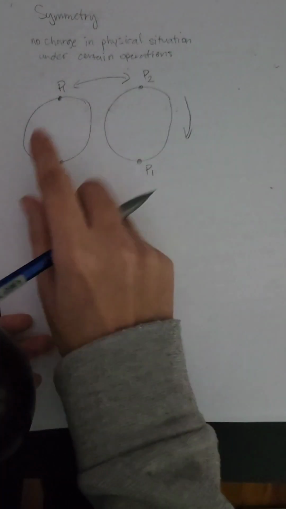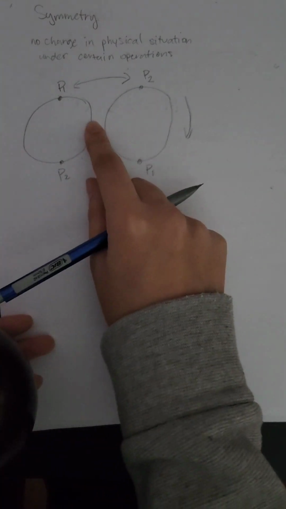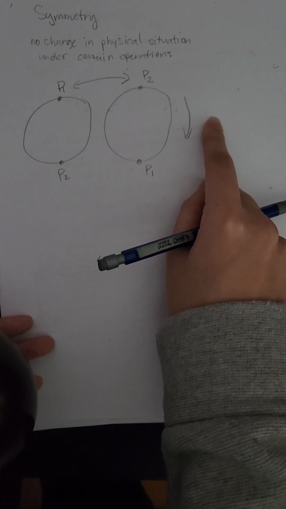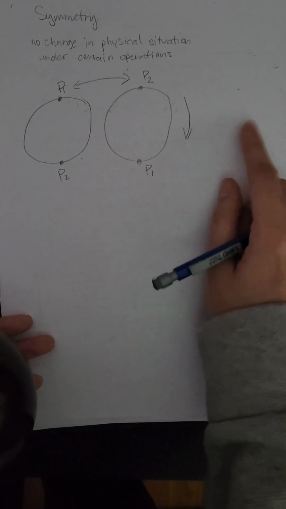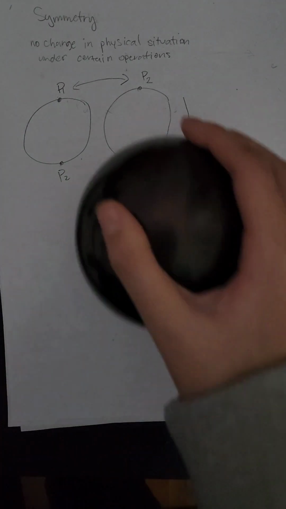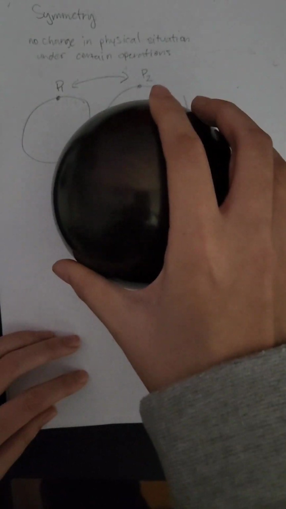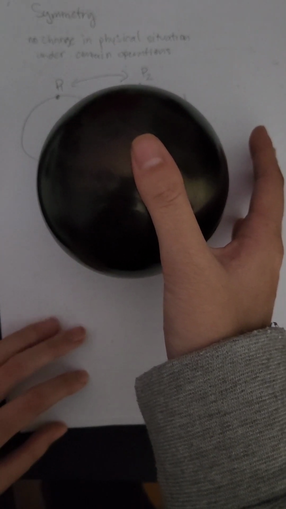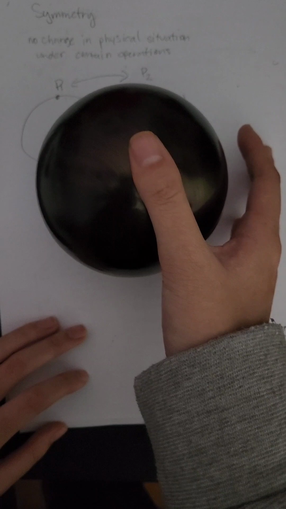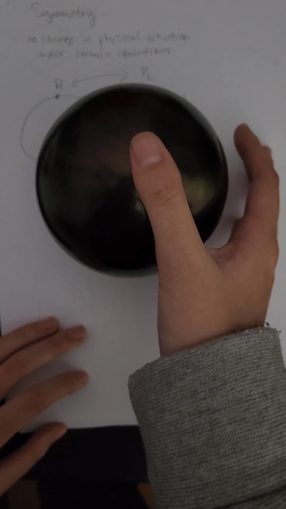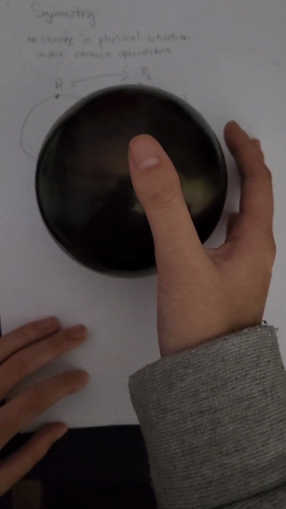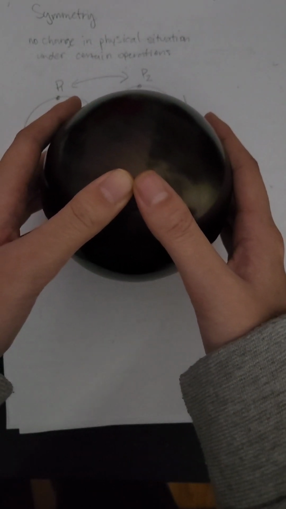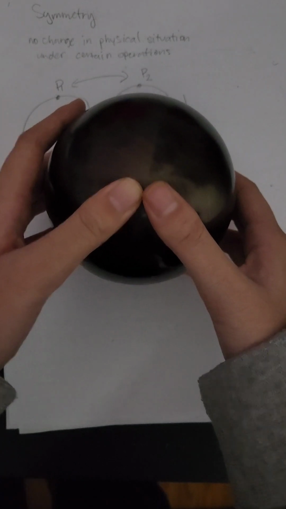And that's the same if I had like P3 and P4 and I turn it this way, then P4 would be P3 and P3 would be P4. It's the same if I leave it like this and it didn't move for like a day, and I come back and its physical situation is exactly the same. With respect to time, you would say the laws of physics would be symmetric with respect to time.